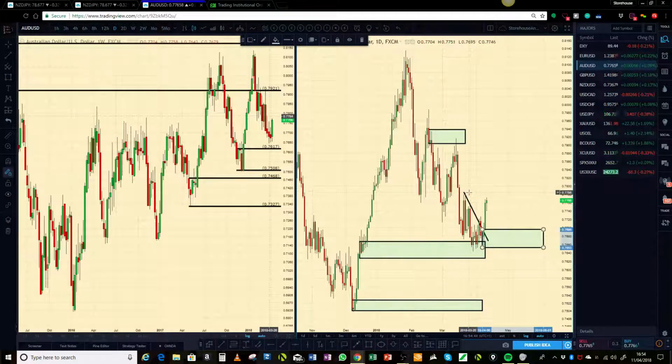So we still have a bit of work to do to get above 77.85. That would be ideal. But for now, if prices come down, we probably will be seeing a little bit of buying coming in here. It may not be enough to turn it around, but it's definitely worth keeping it on your chart and trading accordingly when prices get down here.